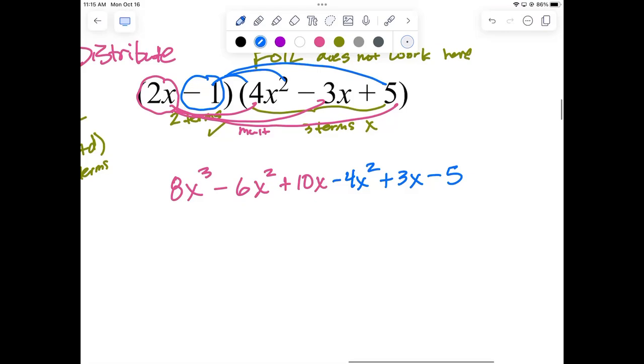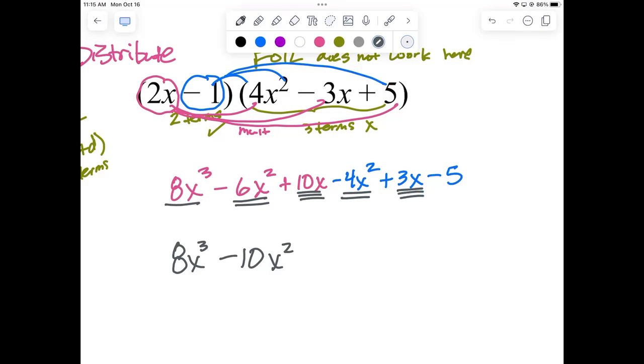Now we can look to combine like terms. Let's start with the leading degree. What's the largest exponent here? X cubed. I'm going to underline it. Is there another x cubed anywhere else? No, so I'm going to write it down first, x cubed. Now I'm going to double underline all my squareds. Negative 6 of those minus 4 of those gives me negative 10 of those. And then I'm going to triple underline all my x linear terms. 10 plus 3 is 13. And I don't have to underline the last one because it's by itself. So that's just minus 5.